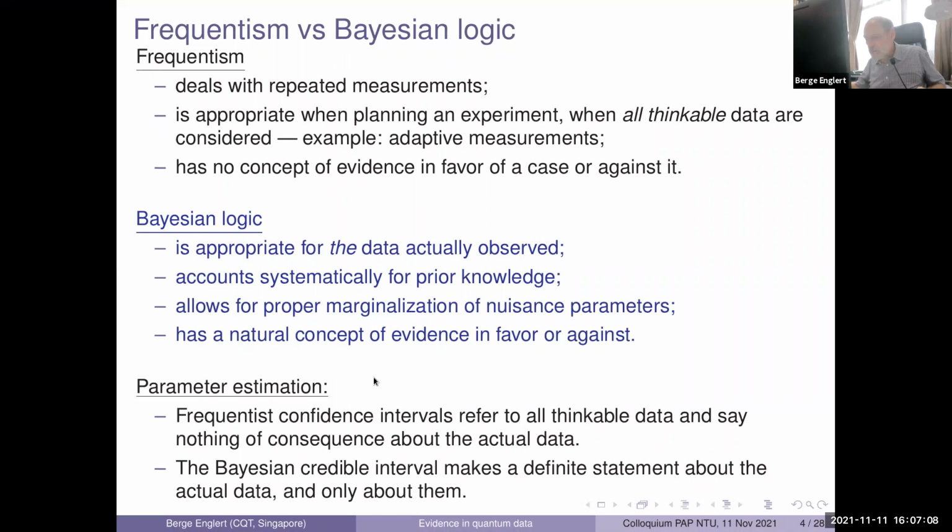Okay, so we can continue. These confidence intervals, just like all frequentist methods, refer to all thinkable data, and they actually say nothing of consequence about the actual data that you have observed. By contrast, the Bayesian credible interval makes a definite statement about the actual data and only about them. So you don't care about other data that could have been observed but was not observed.